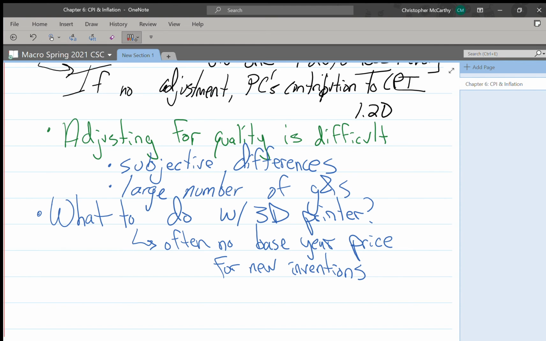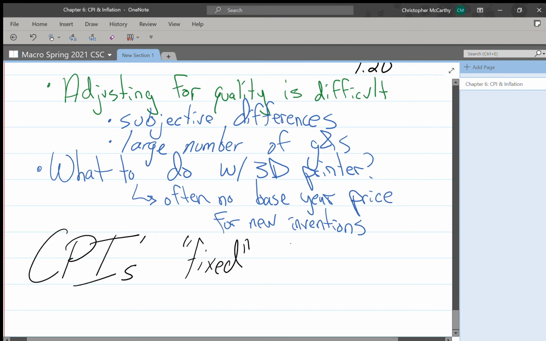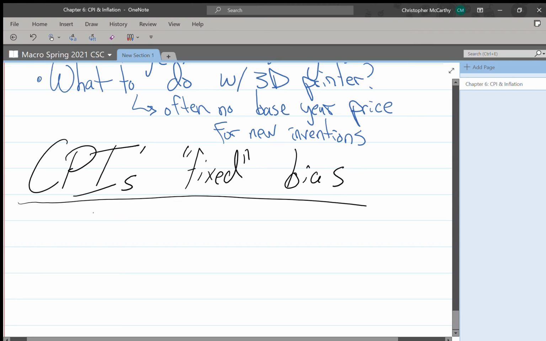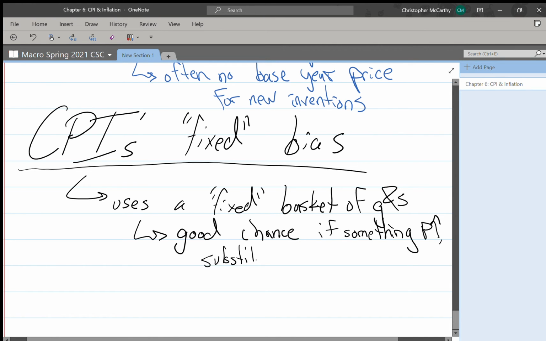So what's another bias? Another bias is the fact that the CPI is assuming that there's no substitution going on, right? So there's a fixed basket bias. It uses a fixed basket of goods and services. And there might actually be some substitution, right? There's a good chance that if something has a price increase, they're going to substitute for something else.